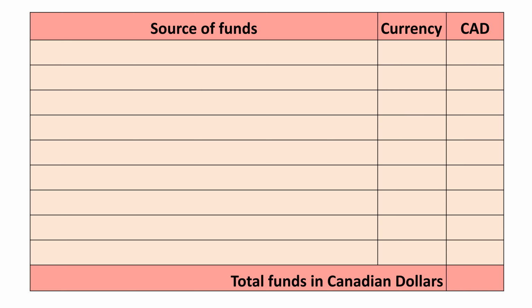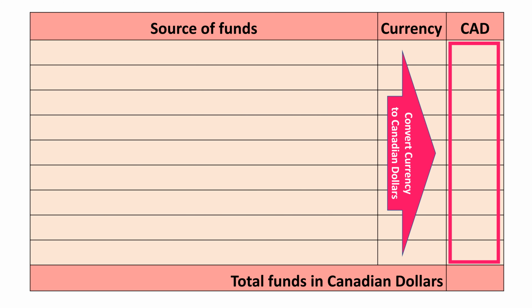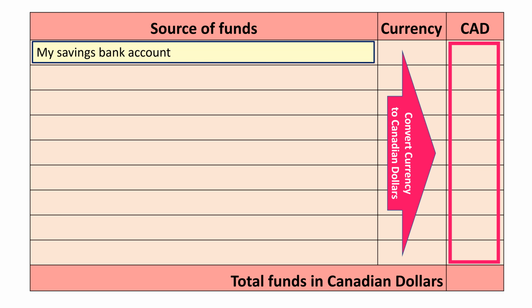Here is a very good example of a source of funds table. You need to make sure that you convert the currency of your source of funds to Canadian dollars. You need to start your source of funds with your bank savings account. If you want to include your partner's savings bank account, your partner needs to write a letter of financial support saying that you will have access to his or her money, and you may use it for your stay in Canada.